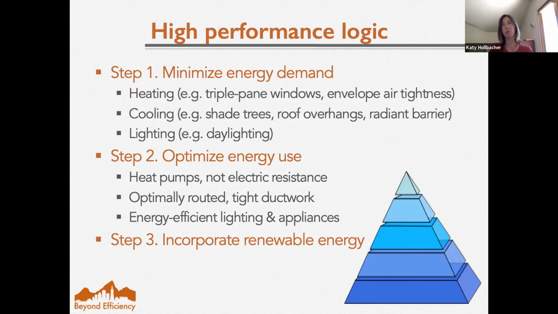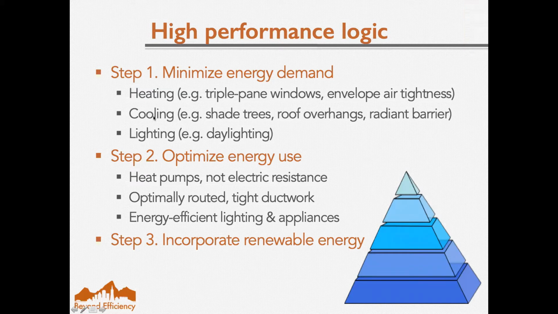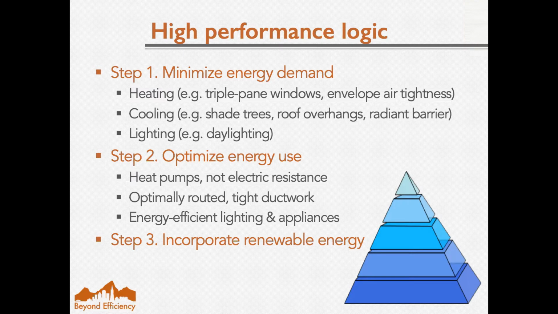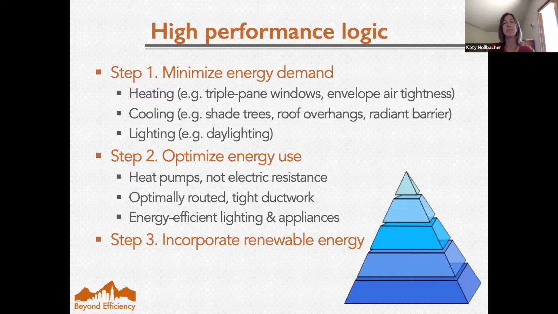We use things like triple pane windows. We focus on a very airtight building envelope. We use much thicker, more highly insulated walls than code would otherwise allow. To mitigate cooling issues and the need for mechanical cooling, we want to properly integrate shade trees, be very thoughtful about roof overhangs or awnings, incorporate a radiant barrier if you're in a real cooling dominated area, which we don't have to worry about as much in Idaho, Wyoming, and Montana.